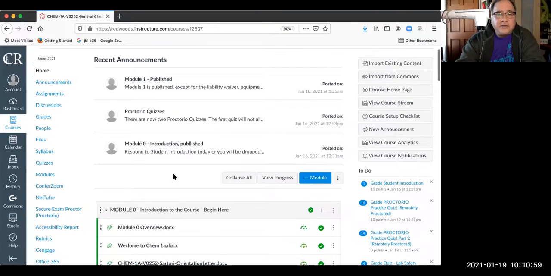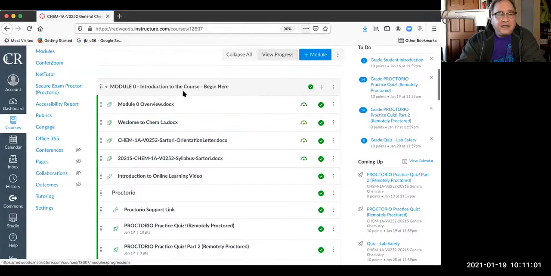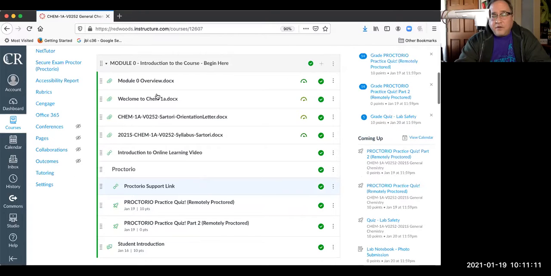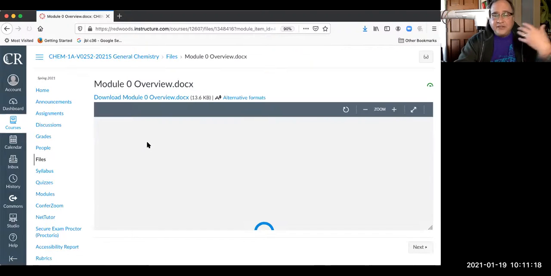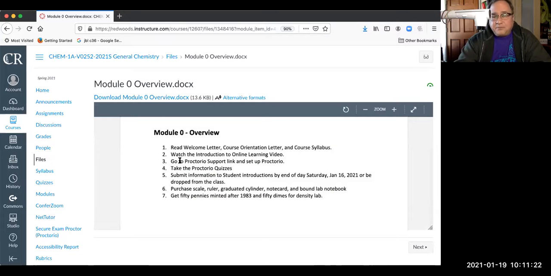And as you scroll down, you can see that we have module 0, which is the introduction module, which is stuff that you should have done by now. There's the overview for the module, which basically will list all the things you need to do for that module. And some of these things are pretty short.